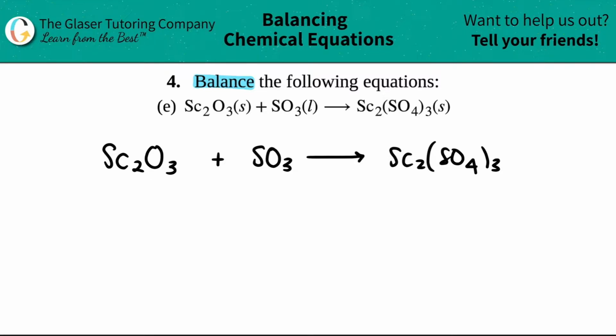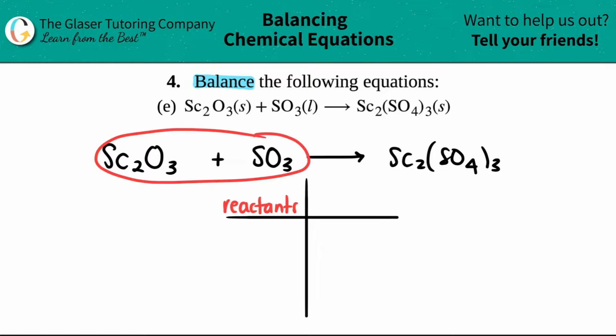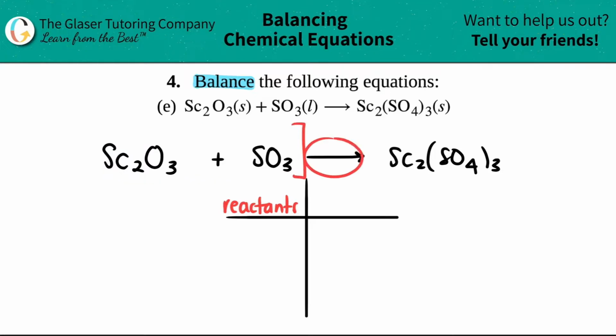So I have a chart here, and I'm going to list my elements on the reactants and the product side. The reactants is the left side of your balanced equation, so it's everything to the left of this yield sign, which is like an equal sign. And then we have our products, which is everything to the right of the yield sign, the arrow.